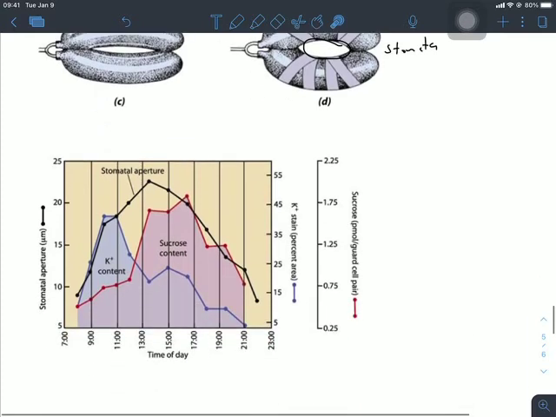We also have the same graph derived from your book with real data, so that way y'all can see how this looks with some true real data, with both potassium staining and sucrose staining, and all of the units associated with them.